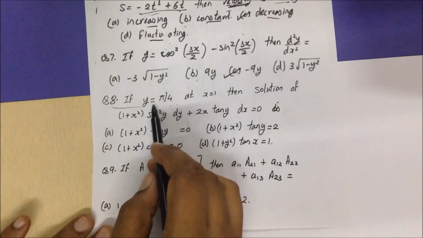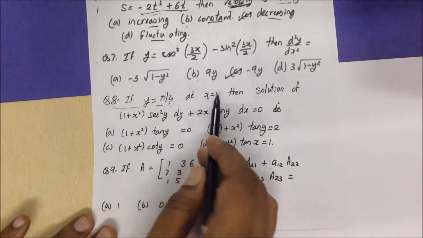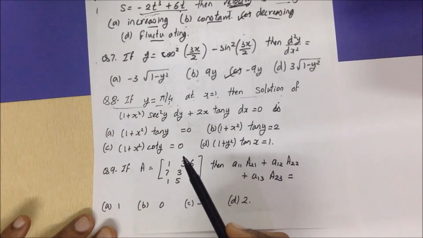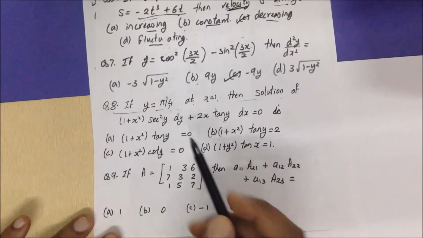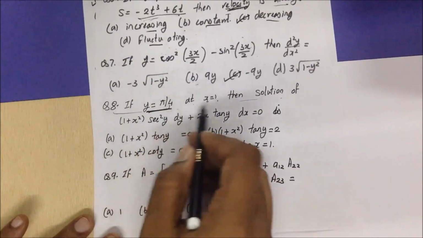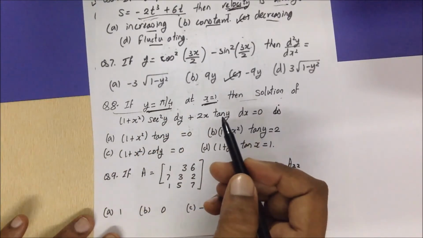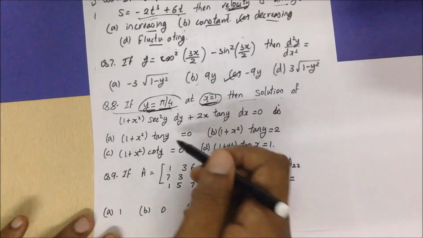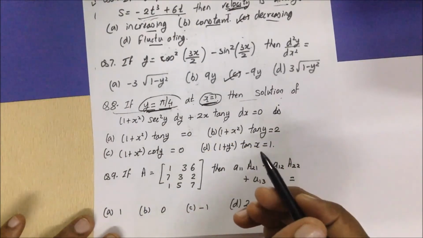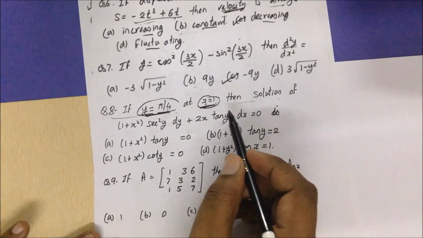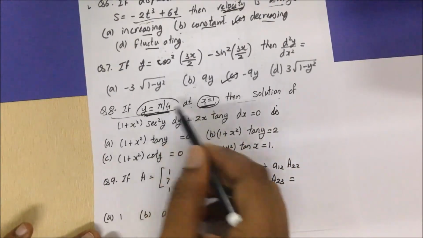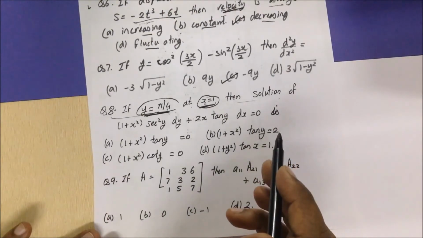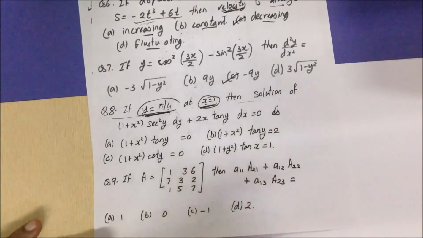Moving to the next one, we have y equals pi by 4 at x equals 1. Then the solution of this particular differential equation is what is asked. Since this is a differential equation and they have given the values, you have to find the particular solution in this case and not a general solution. After solving the differential equation, you have to substitute the given values and find the constant c. So let us go for it.